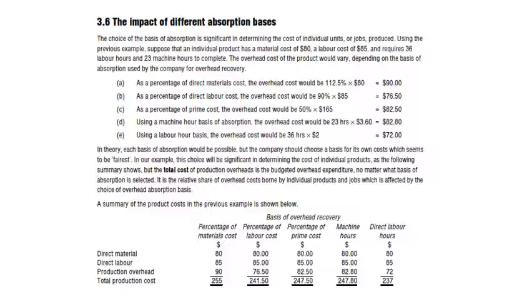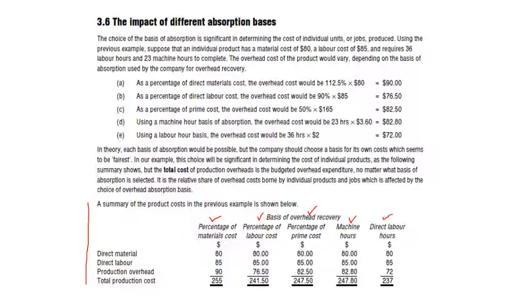So if you see a summary of our product cost, as already explained to you, what happens if you undercost your product or if you overcost your product. Here are different bases. If you take percentage of material cost, percentage of labor cost, percentage of prime cost, percentage of machine hours as a basis, and direct labor hours as a basis.